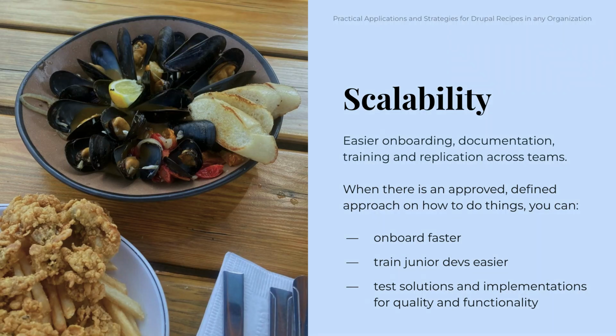Scalability. We want easier onboarding, documentation, training, and replication across teams and even organizations. When there's an approved, defined approach on how to do things, you can onboard faster, you can train junior developers easier, you can come up with testing solutions for the features that you've built, and those testing solutions can be used across projects. So imagine creating a Cypress test for this recipe that you can now port over to many different sites.